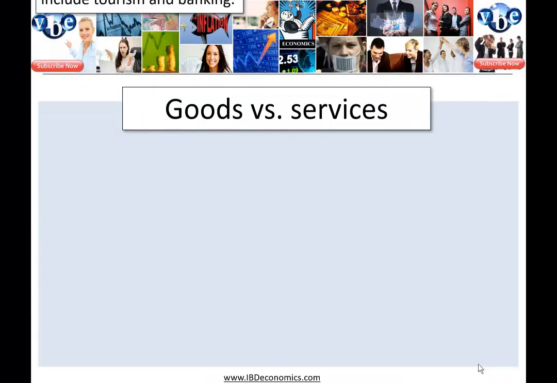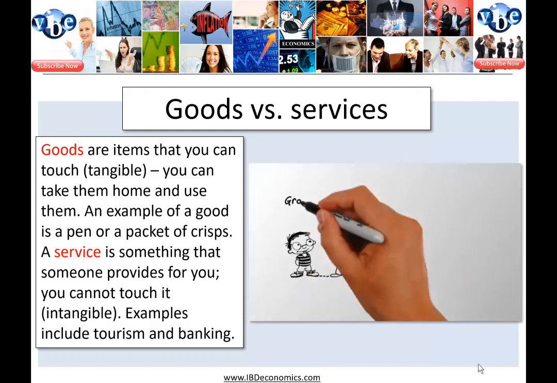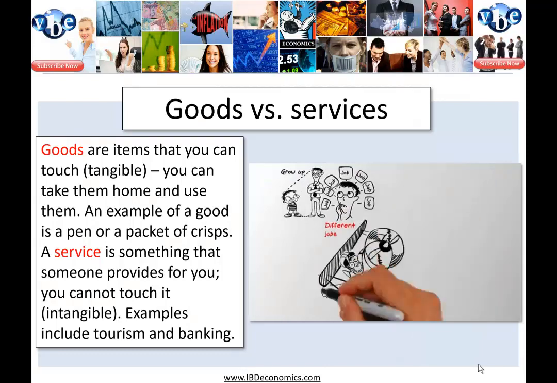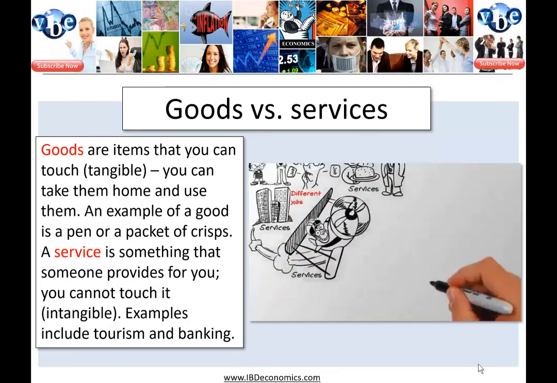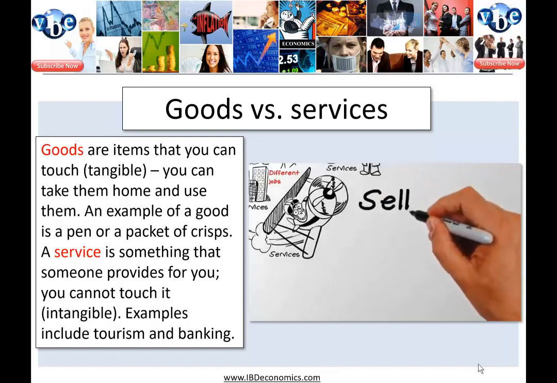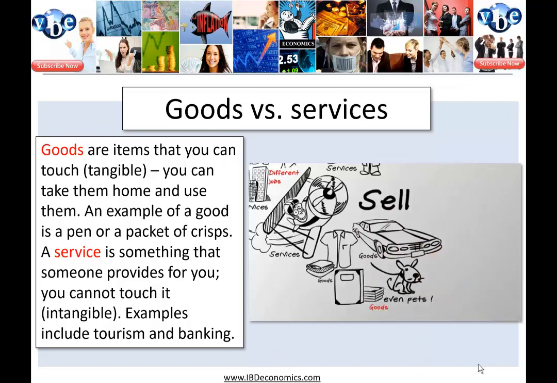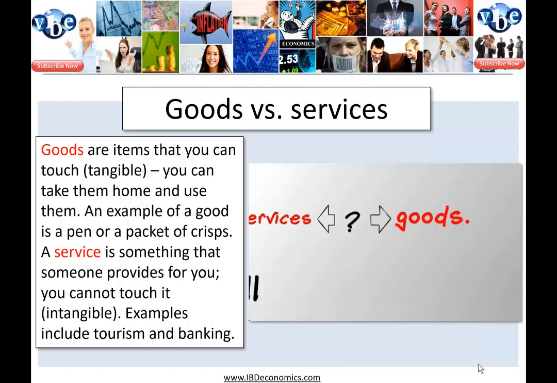We must make a distinction between goods and services. When you grow up, there are a lot of different jobs you can do. People can pay you to fly planes, build buildings, bake cakes, or be a doctor. You can also sell things to people, such as cars, clothes, books, or even pets. The first group of things are services. The second group of things are goods. So, what is the difference between goods and services?